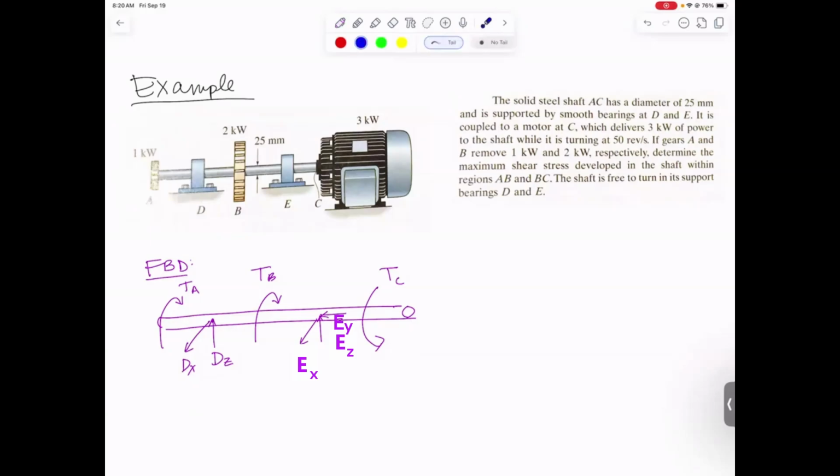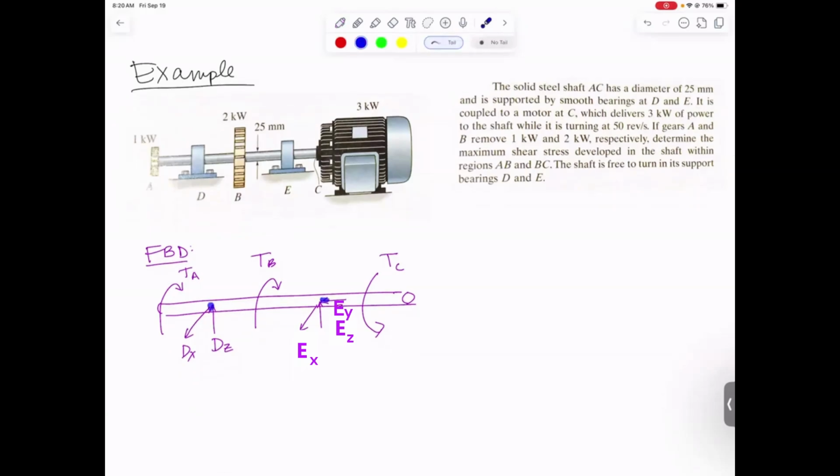We don't actually care about any of these forces because all we're really doing for a torsion problem is summing torques about that axis. So summing torques about the y-axis has to be 0, and we get that TA plus TB minus TC has to equal 0. Next, we need to figure out what the torques are.